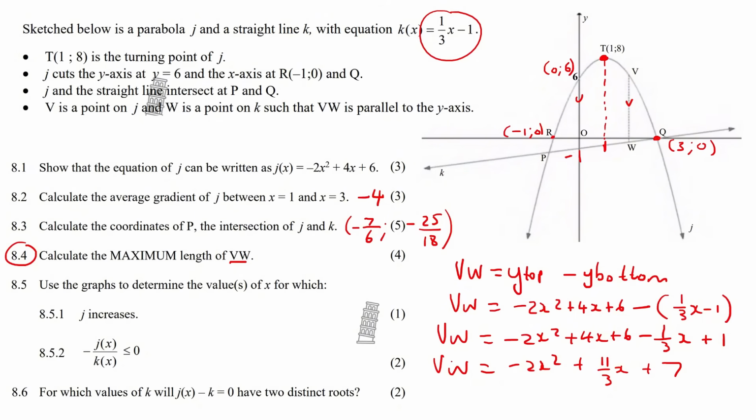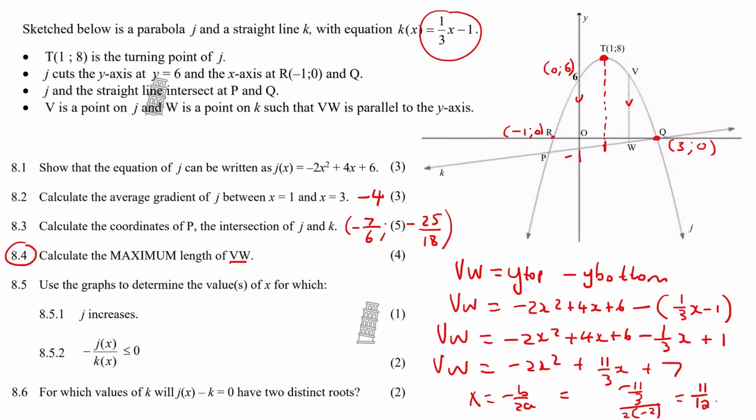Now think about this. You've got this equation that says VW is equal to this, and they want you to find the maximum. So how do you normally find the maximum of an equation like that, which is a parabola? Well, you just use x equals minus b over 2a, right? And so that would equal minus 11 over 3, divided by 2 times a, which is negative 2. And that would eventually give us 11 over 12.